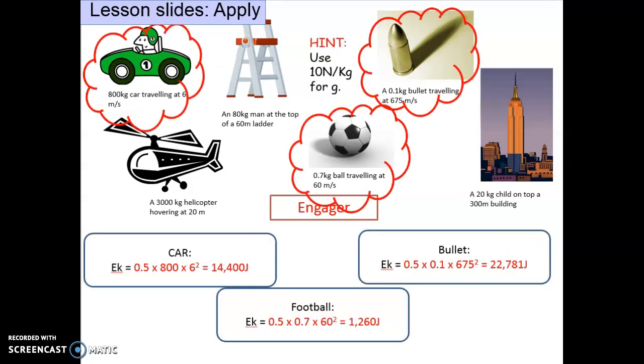Okay, so let's have a look at our answers then. For the car, 0.5 times 800 times 6 squared, 14,400 joules. This is where we get most of the mistakes made, because people forget to square the velocity there. Okay, and then we've got the football, 1,260, and the bullet. Interestingly enough, more kinetic energy is stored in the bullet, because it's going at such a fast speed, even though it is very light.